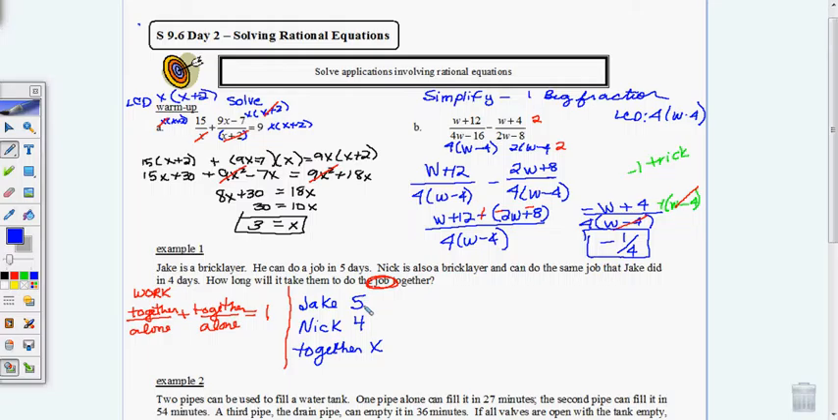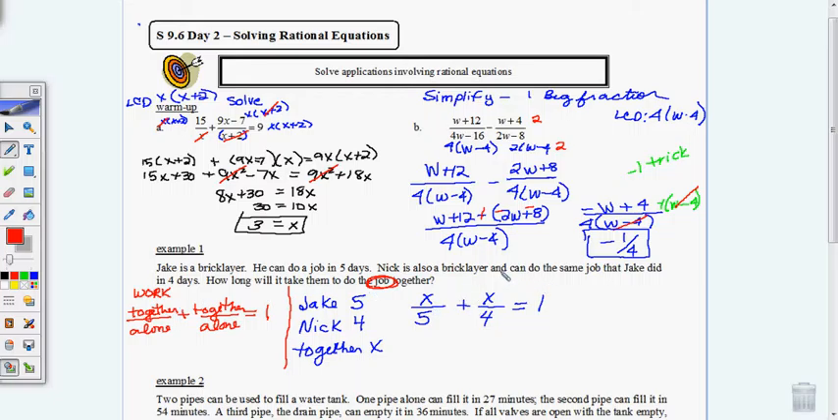Now, here's what we need to talk about: common sense. If Jake can do it by himself in 5 days, x can't be bigger than 5. If Nick can do it alone in 4 days, x can't be bigger than 4. It's got to be smaller than that. So, together over alone for Jake, plus together over alone for Nick, equals one job being done. Now you have a rational equation.